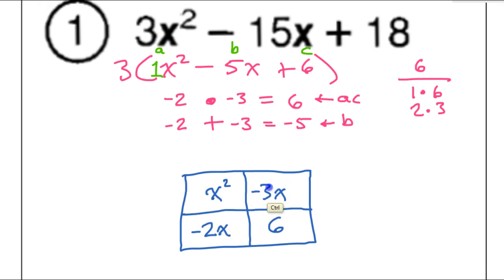Next, we find the GCF of each row and each column. So the greatest common factor of the first row is simply x. They both have x in common. The GCF of the bottom row is 2. Both of these are divisible by 2. Because the first term is negative, let's call it a -2.